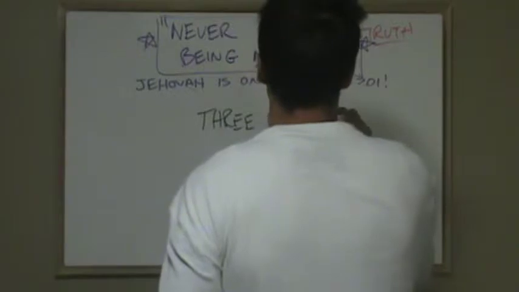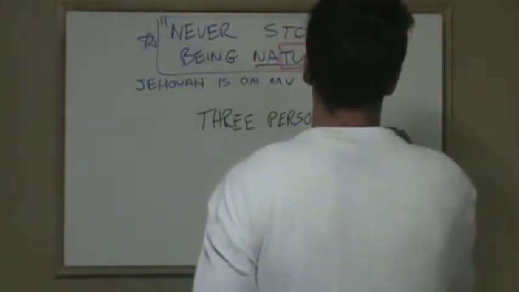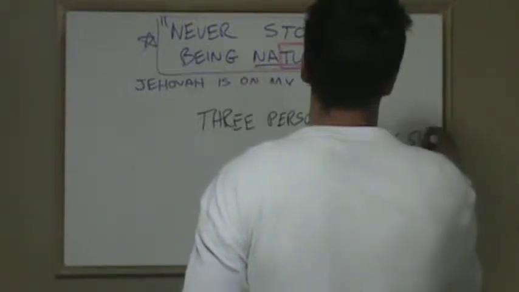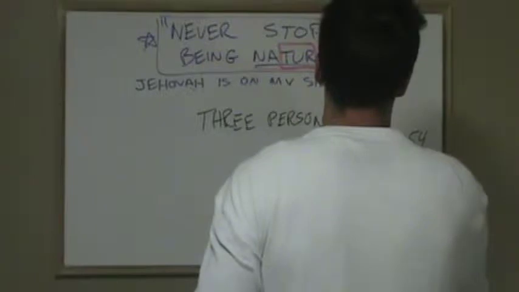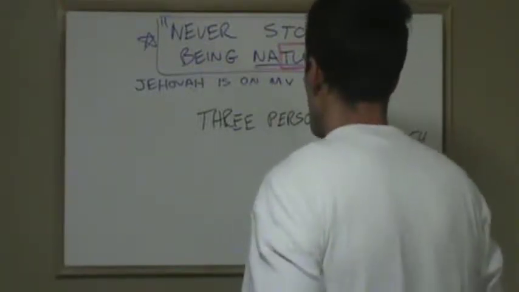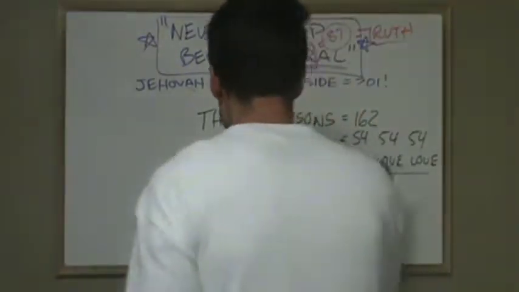Just like the word university equals the same value. 162, which is 354s, which is, of course, the value of love. That's the same value as the word university by divine ordinance. And you can find the three loves in university. And I believe we already did this. You can find the three loves in three persons.